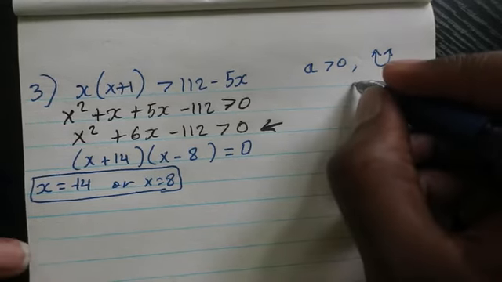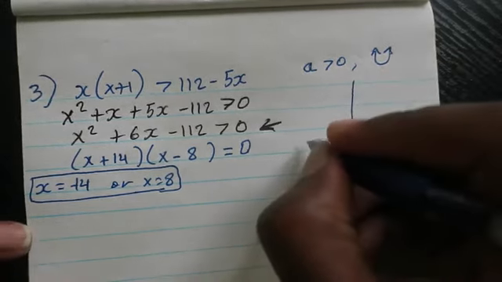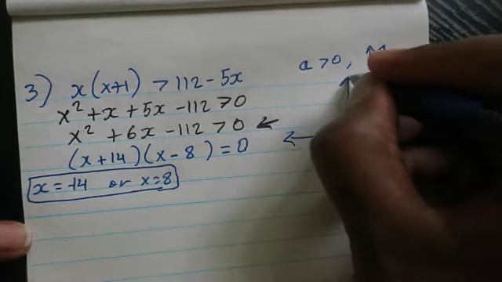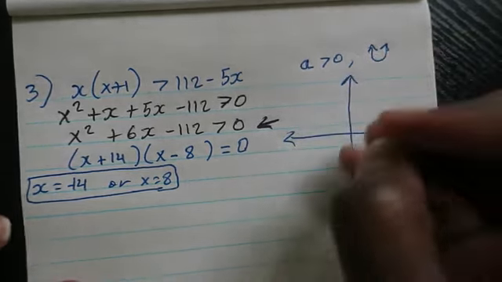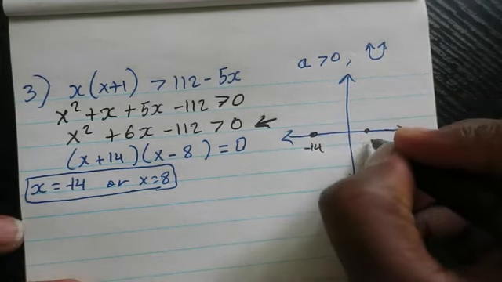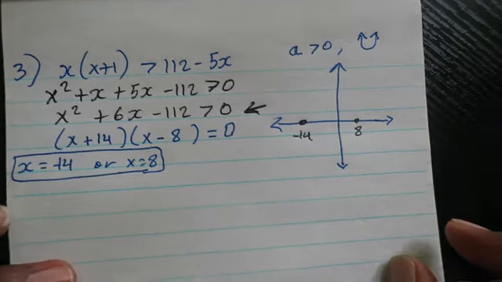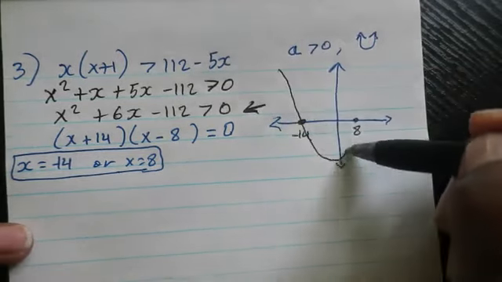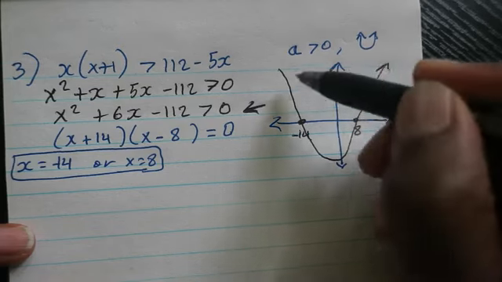So if I were to graph this, just a random sketch, it doesn't have to be exact. Negative 14, let's say, is here. Positive 8 is here. And I know the graph has to pass through the 2 points. So it comes down and then goes back up.